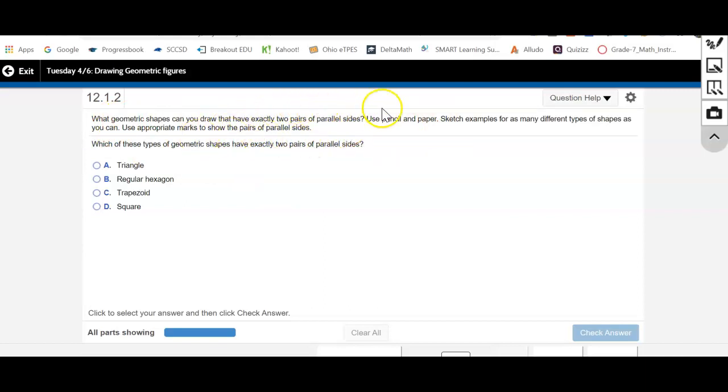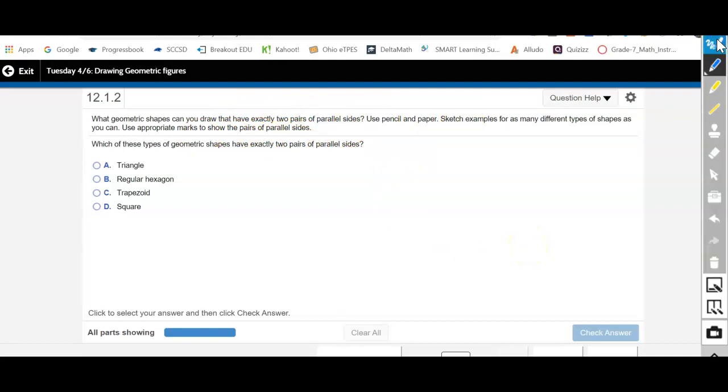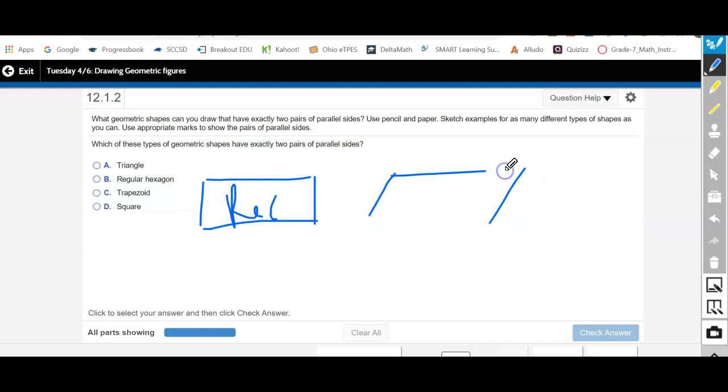Something has exactly two pairs of parallel sides. Well, two pairs of parallel sides means that this side is parallel to that side. This side is parallel to that side. So that's a rectangle. We could do a rectangle. We could do a parallelogram, right? Parallel, parallel, parallel, parallel. You could do a square because that's a specific type of that.